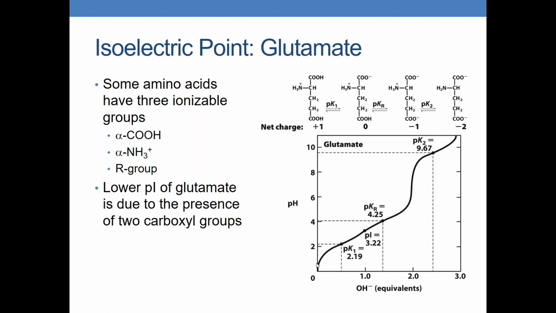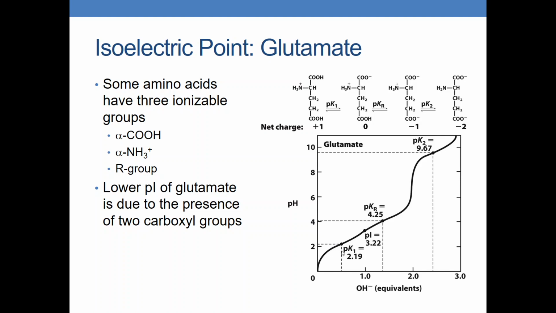Okay, so looking at the titration curve, pH on the y-axis, concentration of hydroxide on the x-axis. Down here, very low pH, no hydroxide. We are going to assume that we are starting with the fully protonated state. Then we start titrating in some sodium hydroxide or some potassium hydroxide, some strong base, and we start increasing the pH. Okay, so what we're going to find is an inflection point that corresponds to the first pKa.